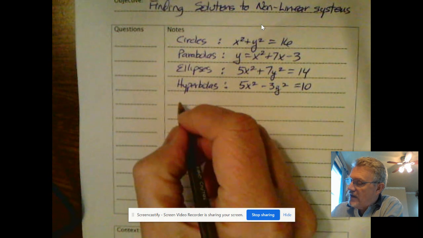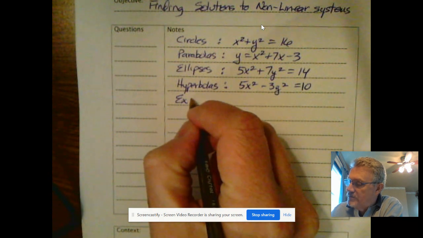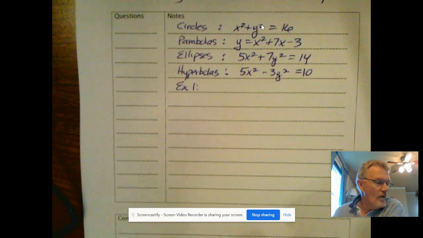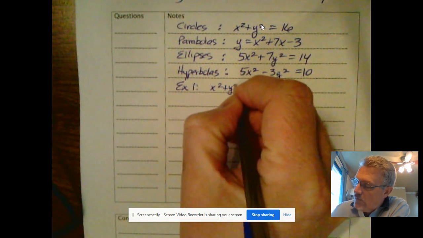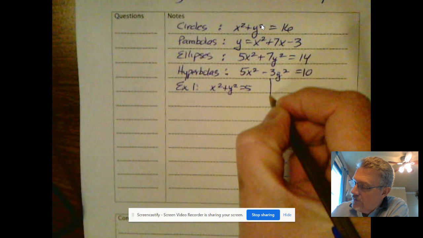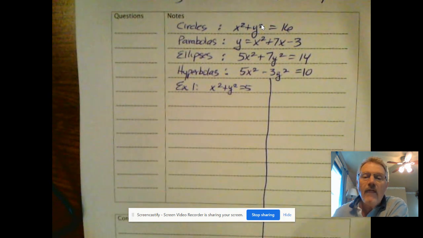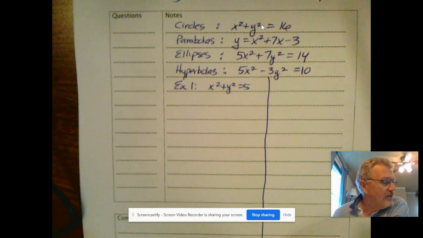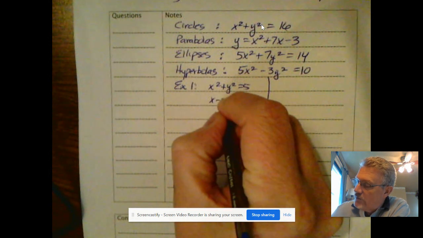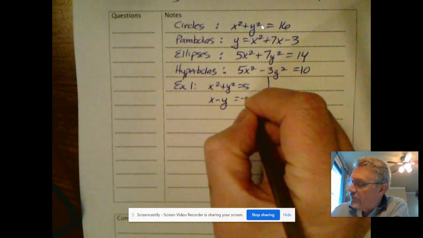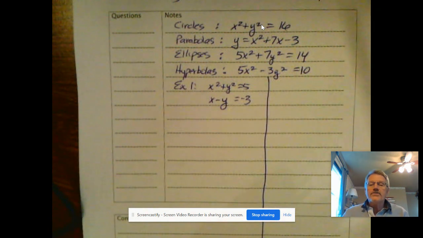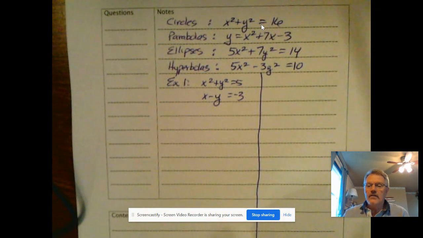So our first example, and this may take up some space, is going to be x squared plus y squared equals 5. That's going to be a circle, and it's going to intersect with x minus y, well, hopefully it does, equals negative 3. This first example I'm going to do with a calculator, and we're going to find the intersections.